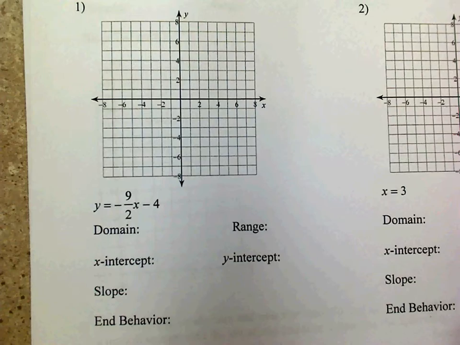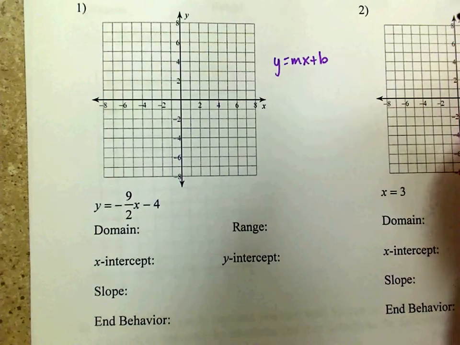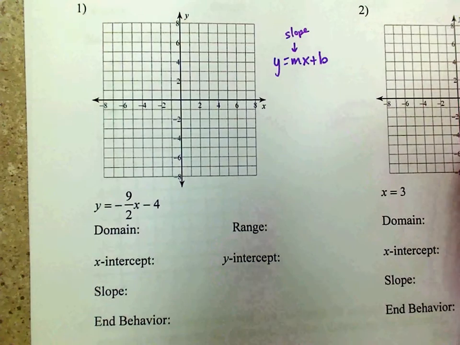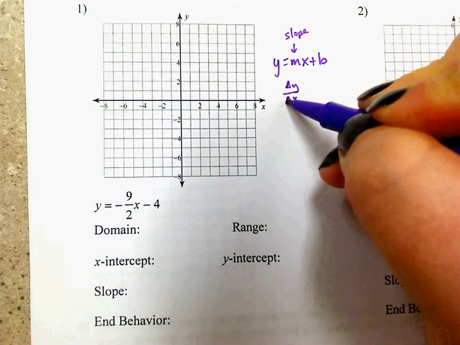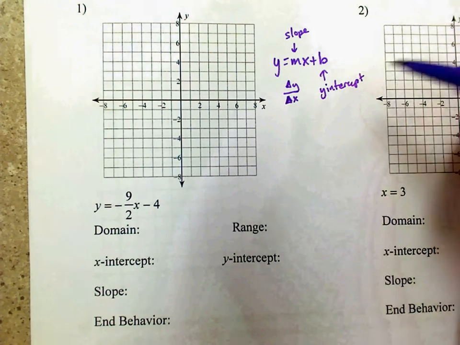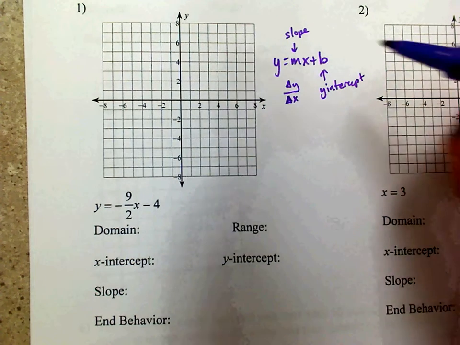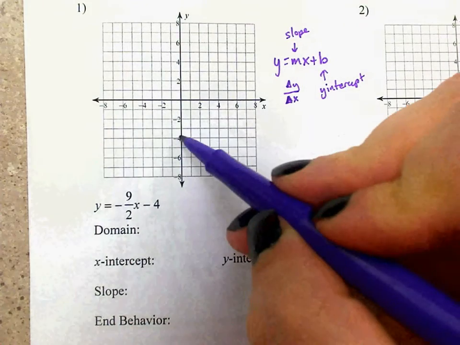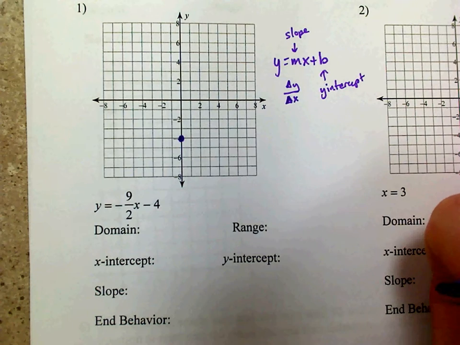So, if you remember in y equals mx plus b, in slope-intercept form, m is the slope, which is the rate of change, or the change in y over the change in x, and b is the y-intercept. That means where it crosses the y-axis, right? Okay, so first always try and graph the y-intercept if you can. The y-intercept in this case is negative 4, which means I'm going to go to the y-axis at negative 4 and plot a point. Then my slope is negative 9 halves.